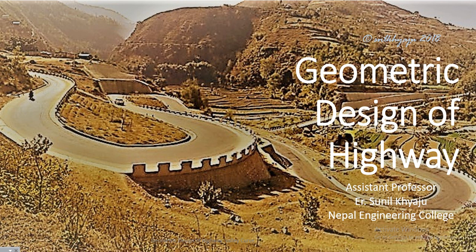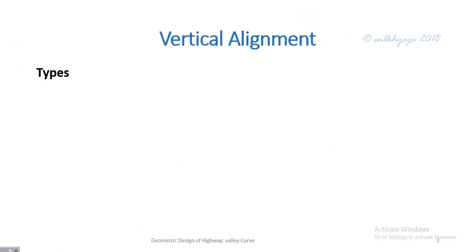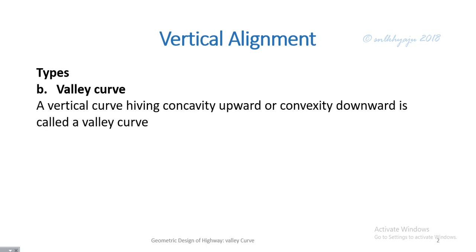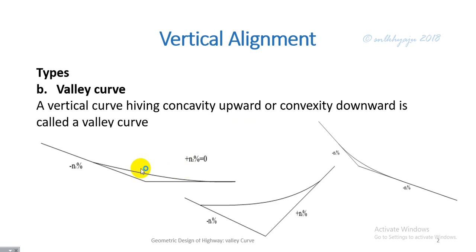In this video tutorial, I will go through vertical alignment type B, that is the valley curve. A vertical curve having concavity upward or convexity downward is called a valley curve. The figure shows how the valley curve is formed.